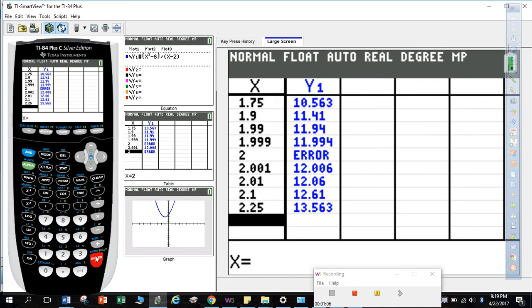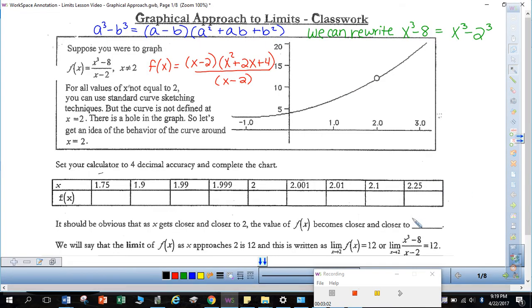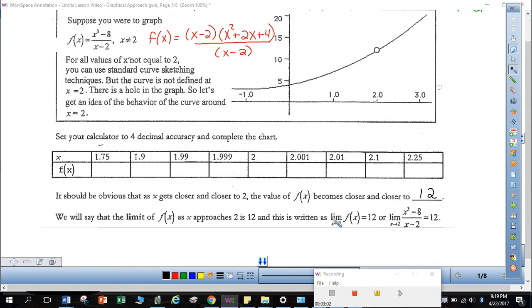It should be obvious that as x gets closer and closer to 2, the value of f of x gets closer and closer to 12. So just under 2 is a tiny bit under 12, a little bit above 2 is a little bit above 12, and so we can say that the limit of f of x as x approaches 2 is 12. And this is written like this: limit as x approaches 2 of our function equals 12, or we can rewrite it replacing the f of x with the actual function.